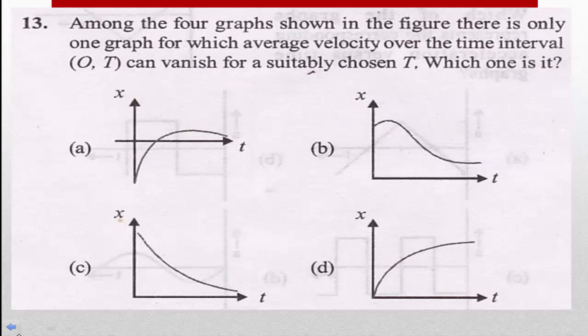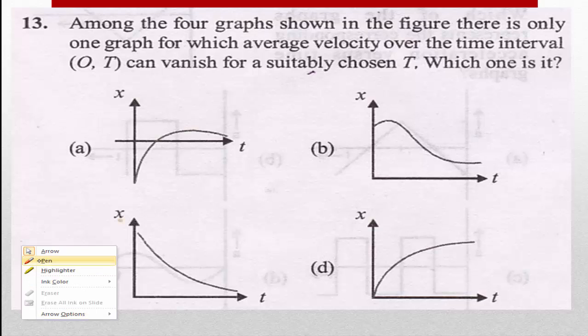And the next question is, this is also on the basis of graphical method or graphical question. The question number 13. Among the 4 graphs, there is only one graph for which average velocity over the time interval 0 to T can vanish for suitably chosen time t. Which one is it, it asks.